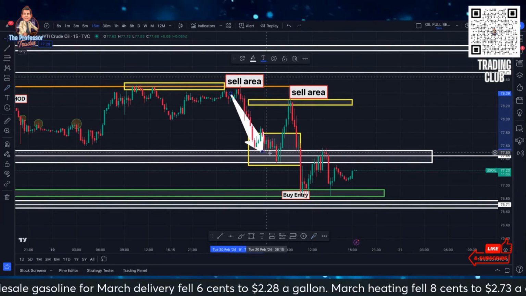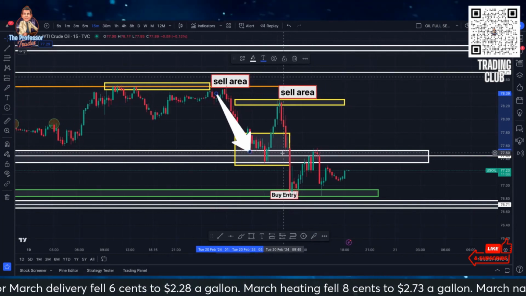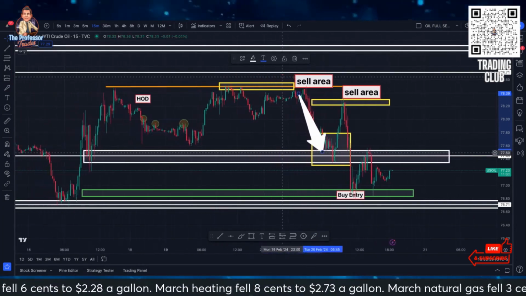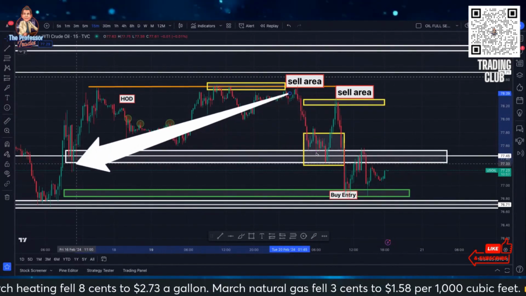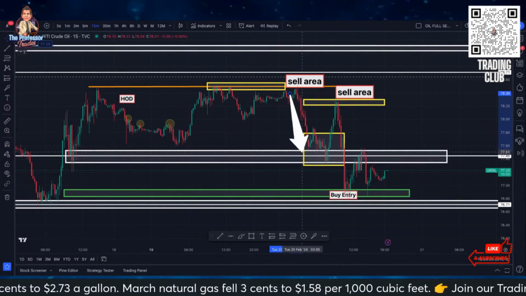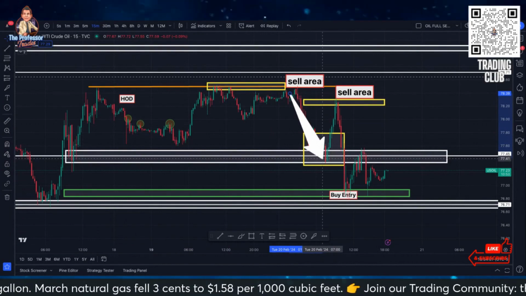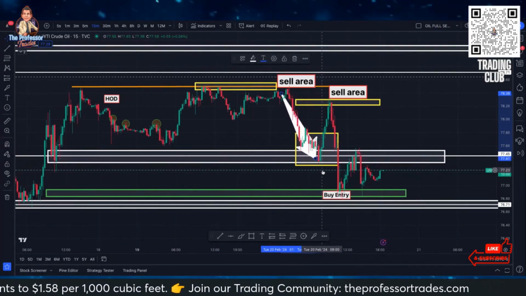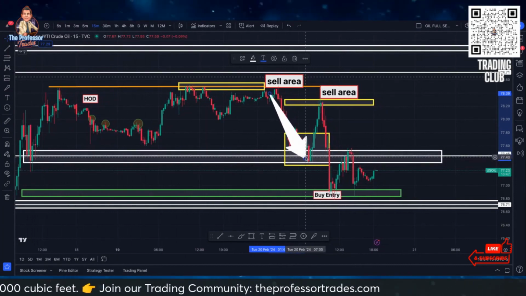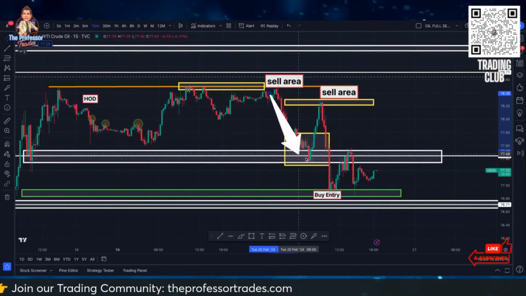Okay. And then price came back into this area. The reason why I had marked up this area is because we had seen that previously this area had worked as a supply and demand zone. So we were looking for a buy in this area right in here. And again, this was today, this morning. So price was trending down from this sell.